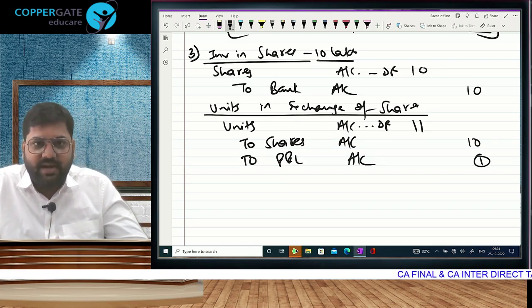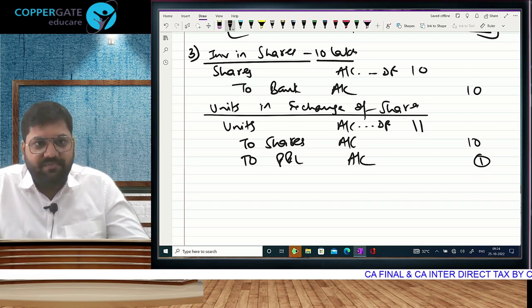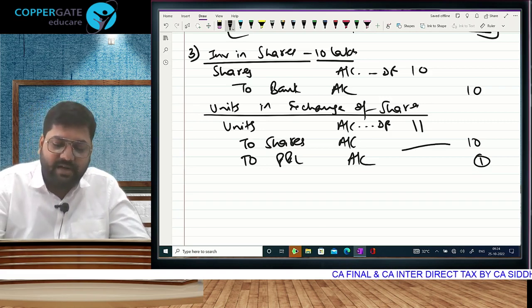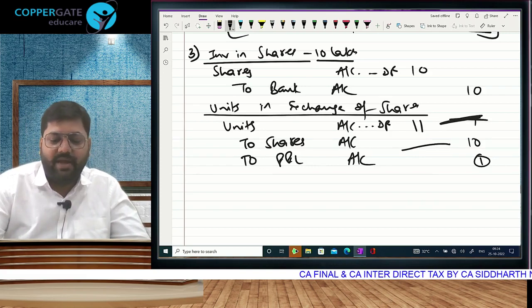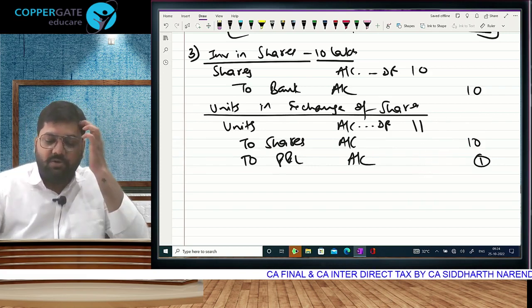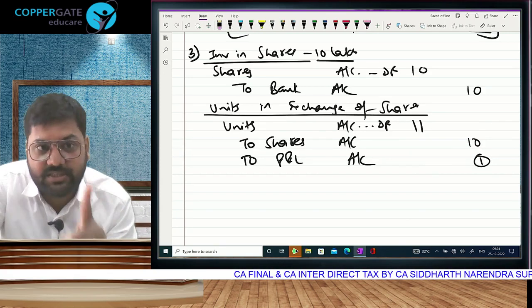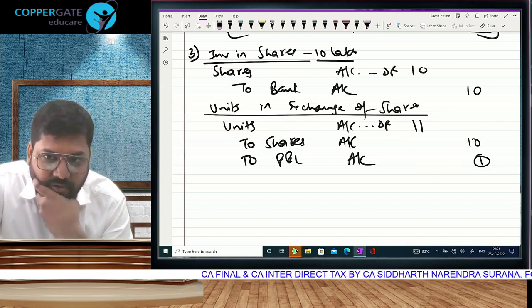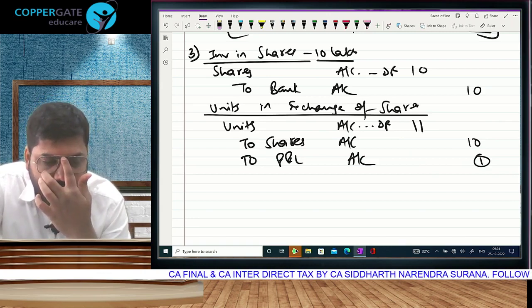So did you understand the entry? We have exchanged our shares. We got units. Shares have to be credited by this. Units have been debited at NAV. So effectively we are booking a notional profit of 1 lakh. Now listen to what I am asking. This will require you to bring back knowledge of business trust ka chapter.